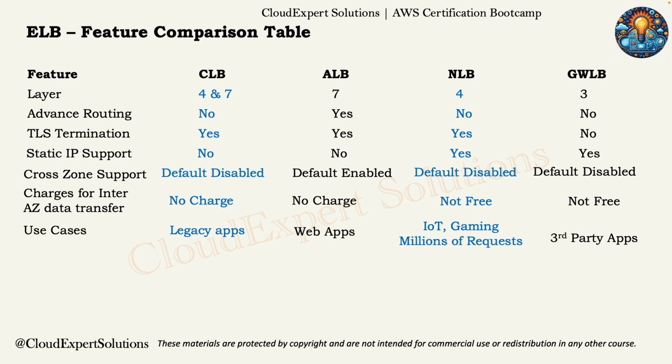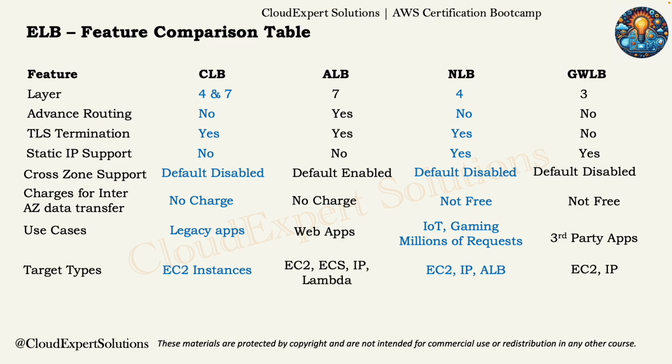In terms of use cases, Classic Load Balancer can be used for legacy apps, Application Load Balancer for all web applications where you need to handle layer 7 traffic, Network Load Balancer for IoT applications, gaming applications, or for applications where you need to handle millions of requests, and Gateway Load Balancer for third-party applications like firewalls, intrusion detection systems, deep packet inspection systems, or traffic monitoring tools.